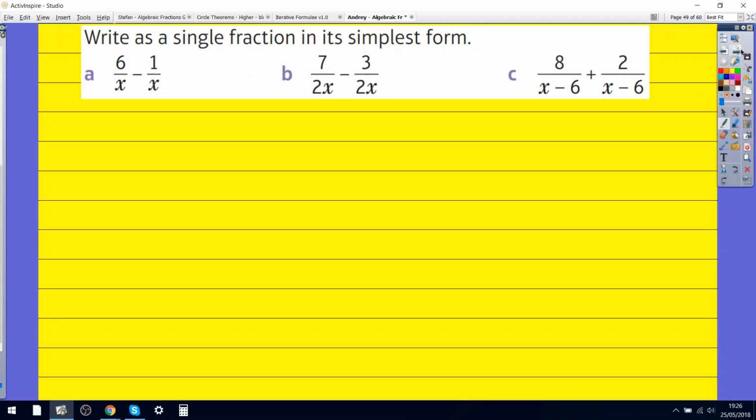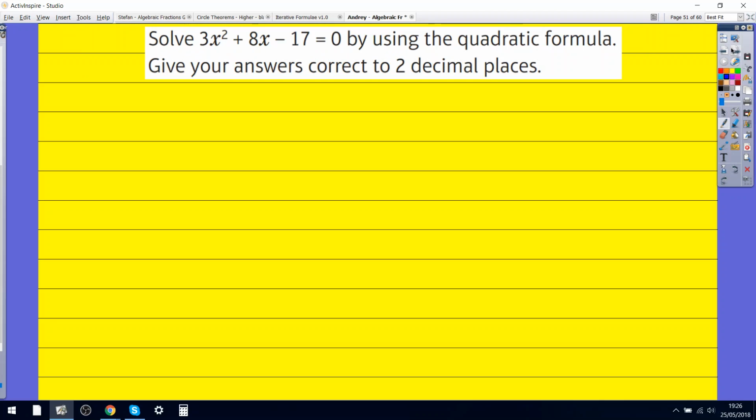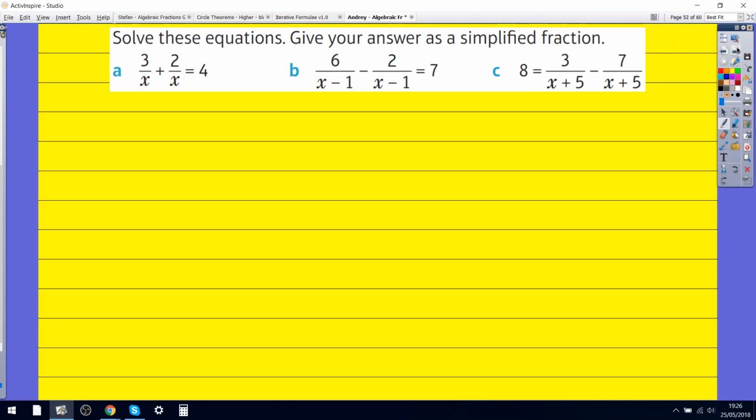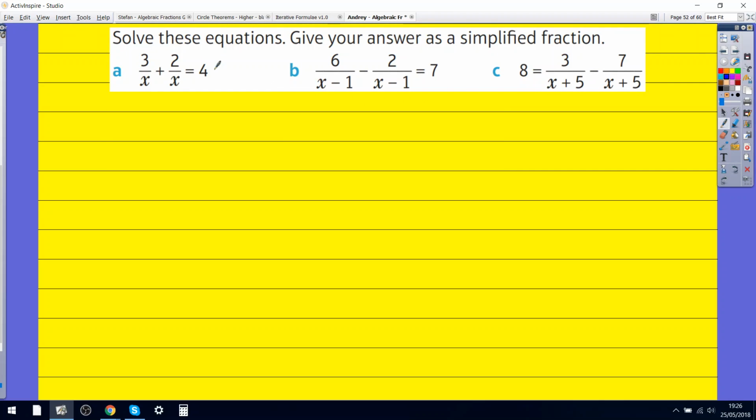You're gonna be fine for those. Solve by factorizing, you're gonna be fine. Quadratic formula, I think you'll be fine. So I just want to focus on the actual fractions. Let's see. Okay, how would we do A?